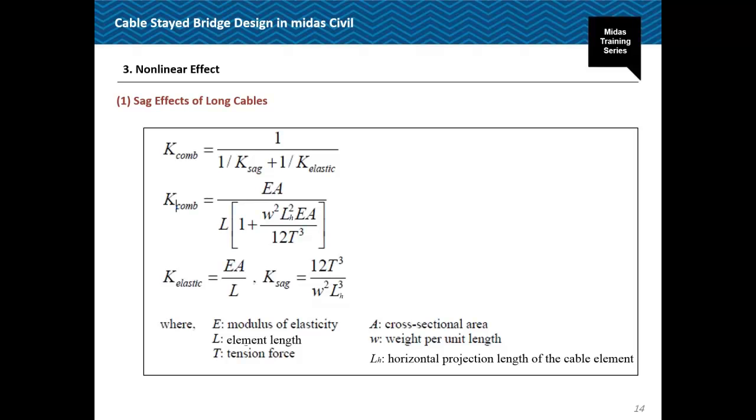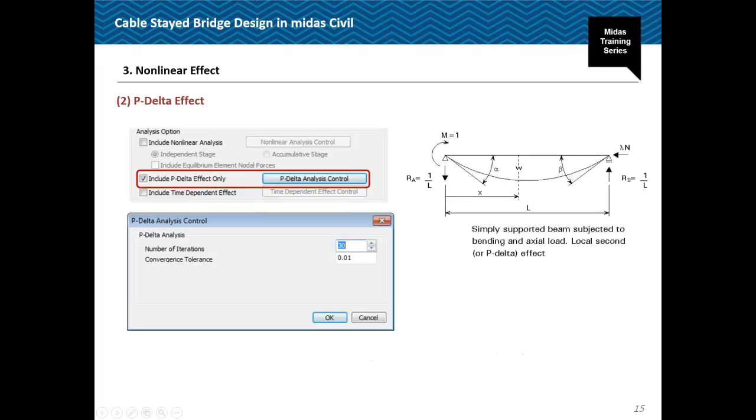And nonlinear effect of the cable bridge. So this part is already explained with the element. So sag effect is already explained. We can consider this by modeling them using the cable element in the linear analysis. Also, if needed, we can consider the P-delta effect.